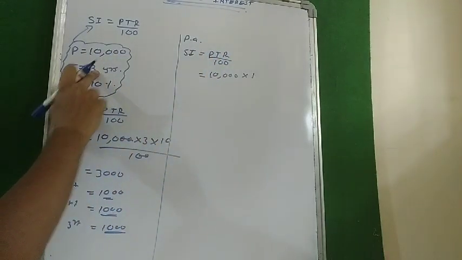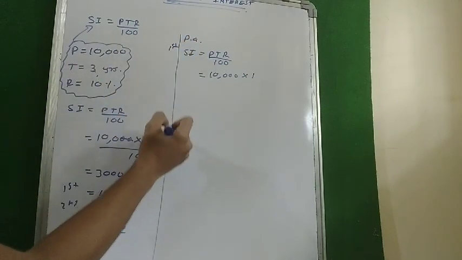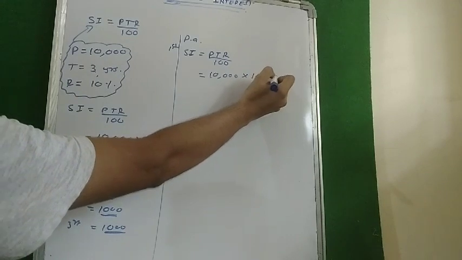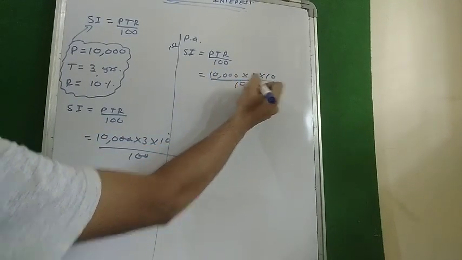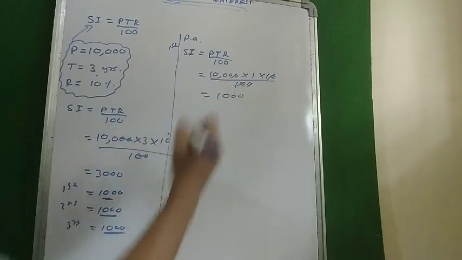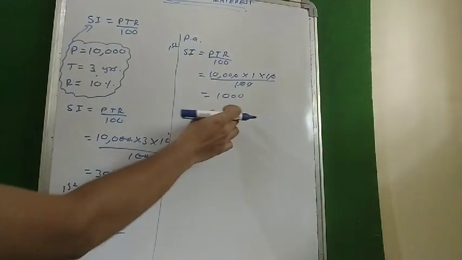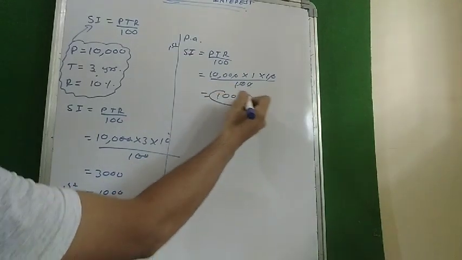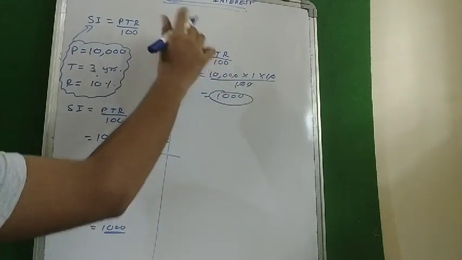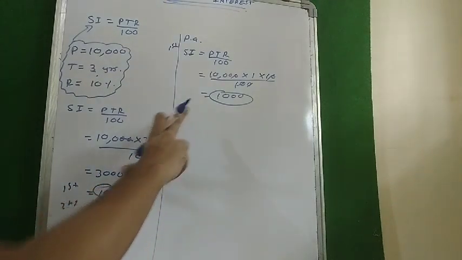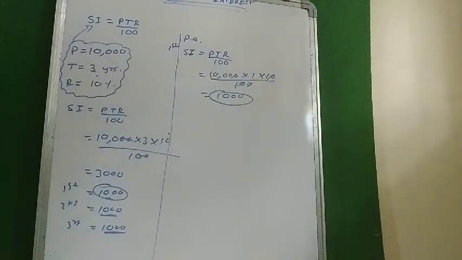As it is 3 years, this is the first time, then we will do the second time, and then the third time. Okay. What is the rate? Rate is 10% upon 100. So 0 cancel, 0 cancel. So at the end of 1 year, I have the interest as 1,000. And always remember that the interest after 1 year, either it will be simple interest or compound interest, it is the same. Interest after 1 year for simple interest and compound interest is the same.